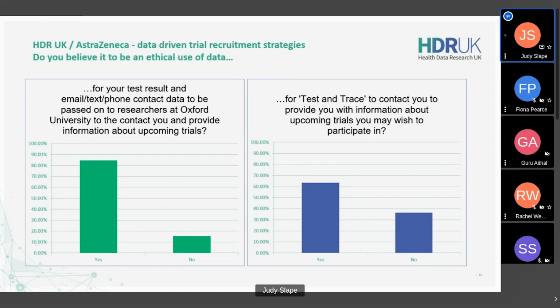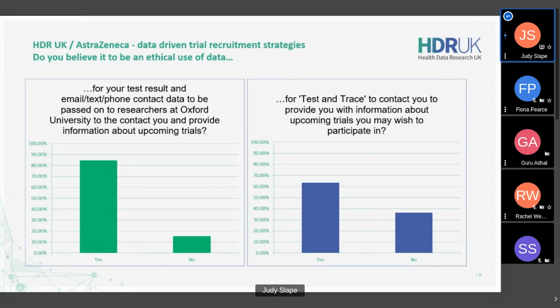Although the approach that's been taken to contact people to see if they would be interested in joining the trial has changed, it's still worth noting people's perceptions of how ethical it is for test result and contact details to be passed on to researchers at Oxford University to contact them about getting involved, compared to test and trace getting in touch. People's perceptions were that they trusted researchers at Oxford University, and those who felt it was unethical to be contacted by test and trace for recruitment put this down to a few areas.